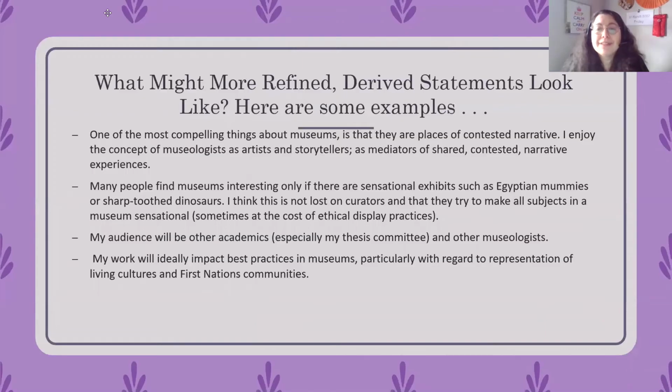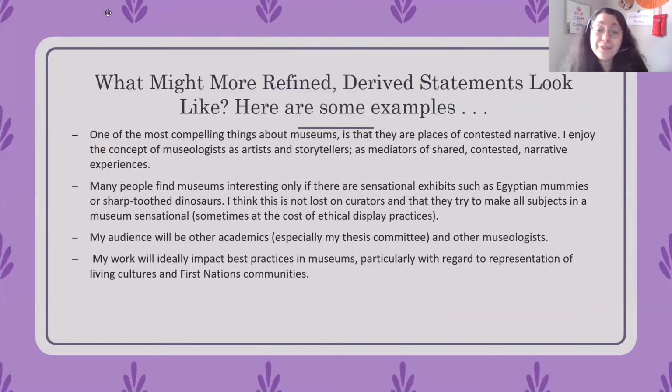What might more refined derived statements look like? Here are some examples. One of the most compelling things about museums is that they are places of contested narrative. I enjoy the concept of museologists as artists and storytellers, as mediators of shared contested narrative experiences. Many people find museums interesting only if there are sensational exhibits, such as Egyptian mummies or sharp-toothed dinosaurs. I think this is not lost on curators, and they try to make all subjects in museums sensational, sometimes at the cost of ethical display practices, but not always. I think today museologists are simply striving to make their exhibits interesting and engaging.